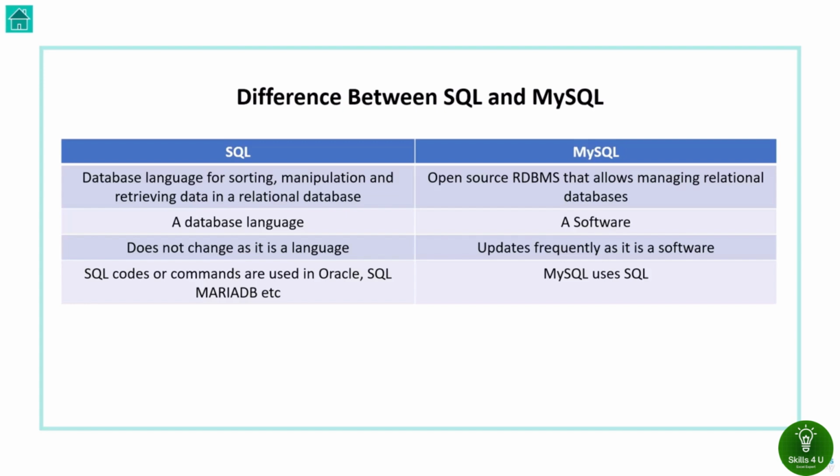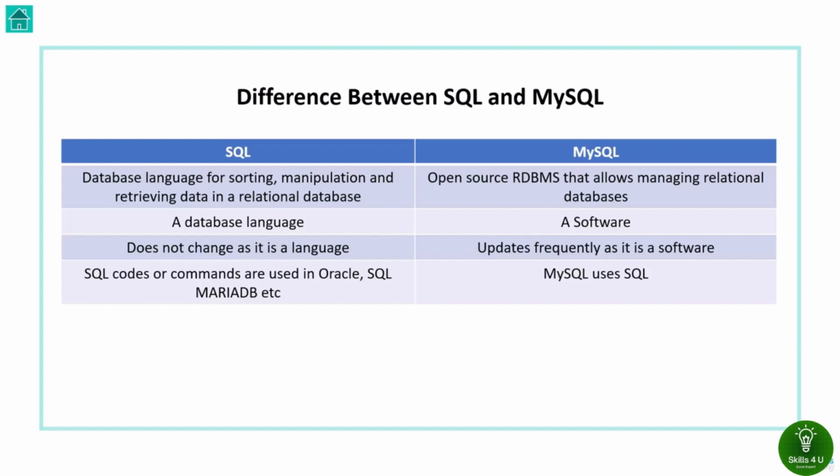3. More specifically, people use SQL to sort, manipulate, and retrieve data in a database, whereas MySQL is an open-source RDBMS, Relational Database Management System, that focuses on allowing the databases to manage relations. 4. SQL doesn't change the language of a database, whereas the software can. Quick reminder, since MySQL is a software, it needs to be updated frequently.